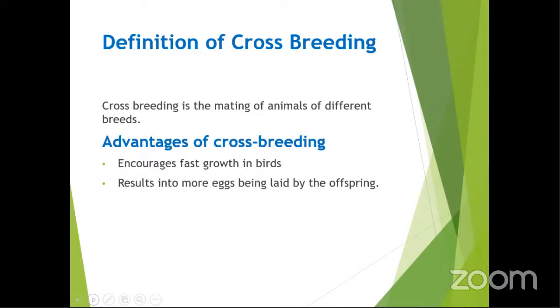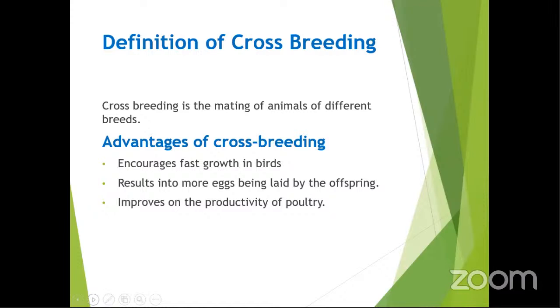Results into more eggs being laid by the offspring. Simple as that. If you crossbreed, you will realize that your hens or birds that have been laying only 10 eggs, they start laying around 50 eggs and above. And then lastly, we have it improves on the productivity of poultry, as simple as that.